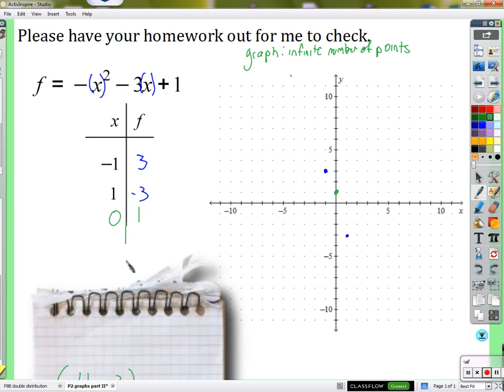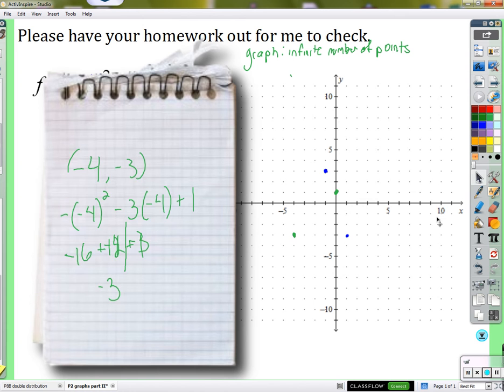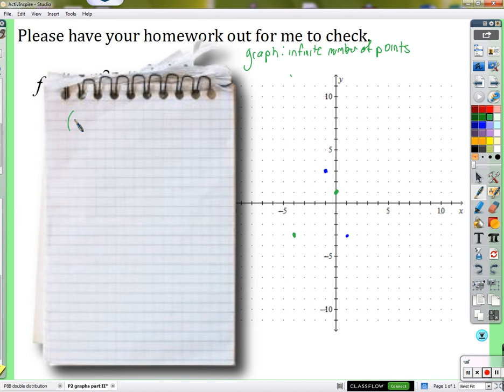So here we go. We've got more points here. -4, -3. Here's -4, -3. There's another point. Well, that kind of took a turn, right? It looked like it was kind of shooting up like this, but here is a point down here. Got another point? I got 2, -9. And let's confirm this.